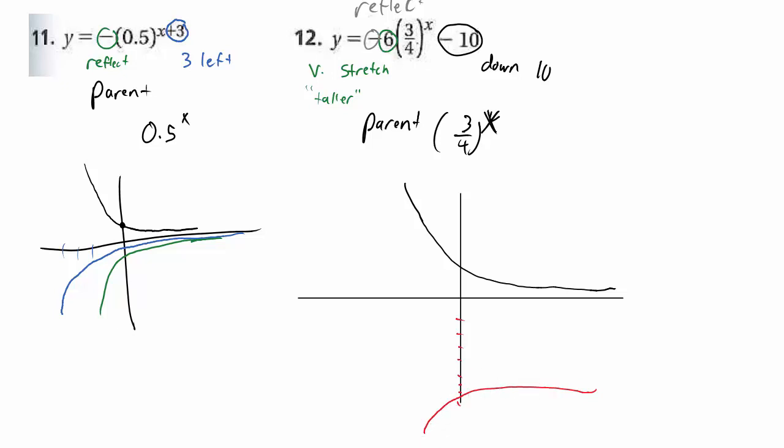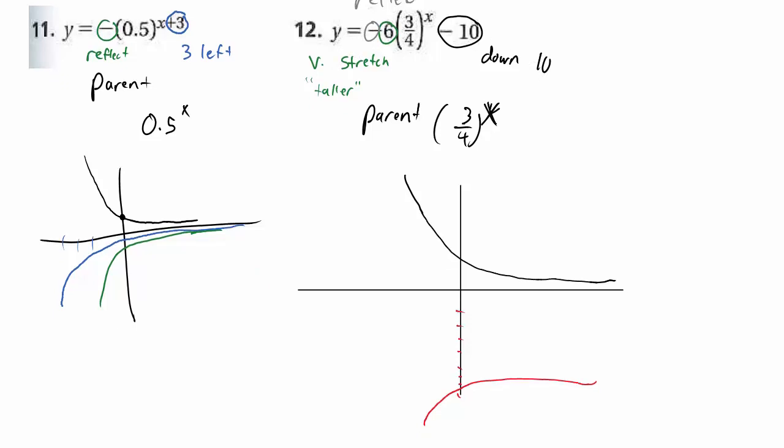Again, I'm not going to ask you to graph these. What I need you to be able to tell me is how they're translated: down, left, right, up, stretched, reflected. This one's down 10, stretched by a factor of 6, and it's reflected across the x-axis. All right, that'll be the end of part 1 of the video solution.